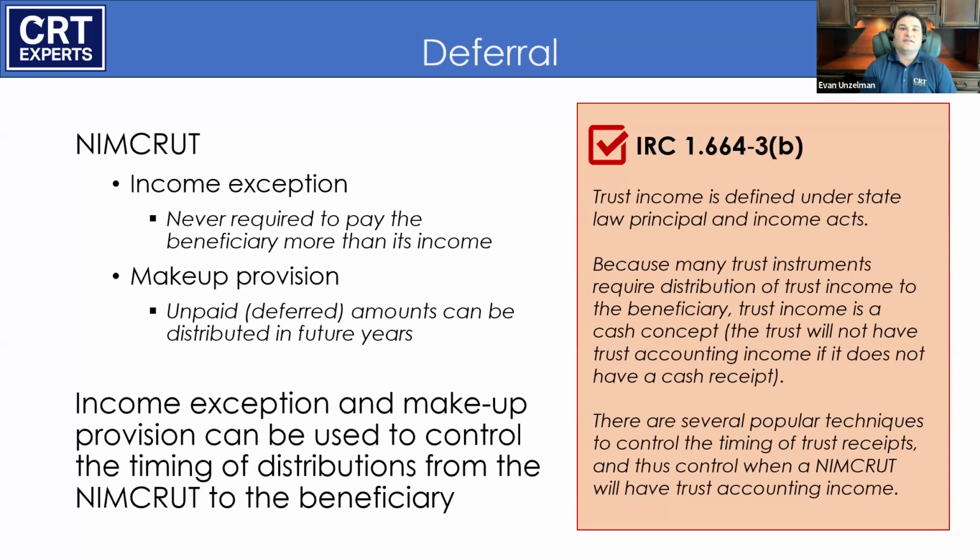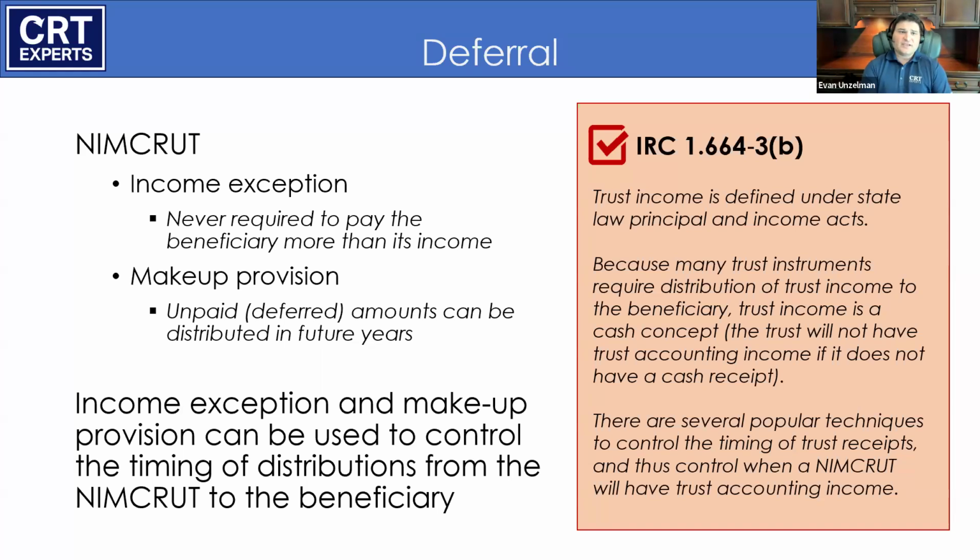So if it doesn't have income, if we can control that trust accounting income, nothing has to be distributed. And we have this makeup provision that enables us to pay any unpaid or deferred amounts in future years. So that combination, the income exception and makeup provision in a NIMCRUT, are what we're going to use to control the trust accounting income, and thus the distributions to the income beneficiaries.